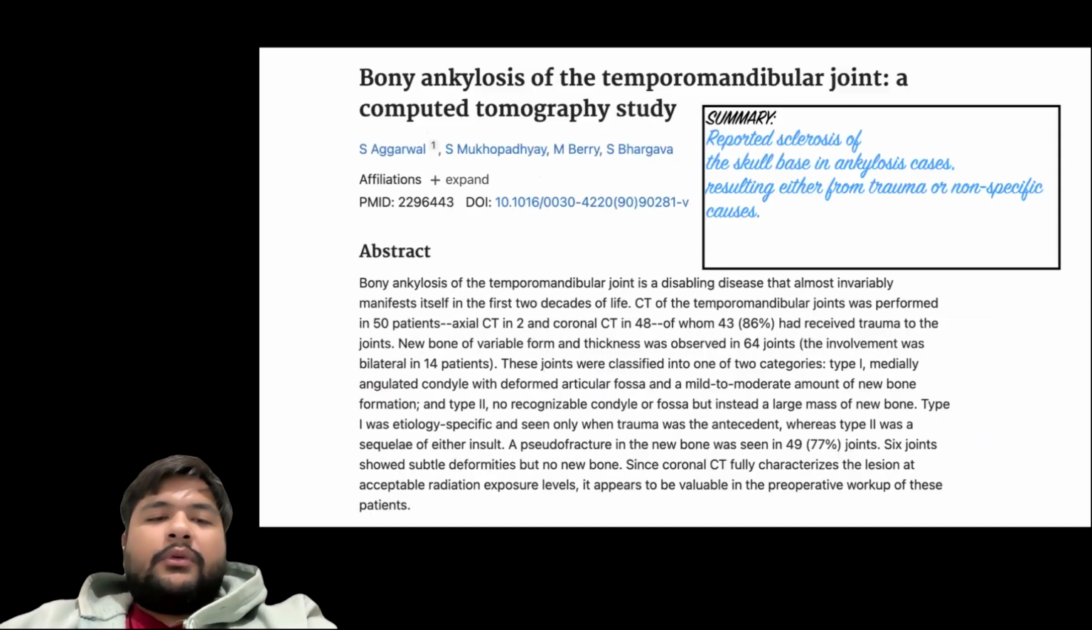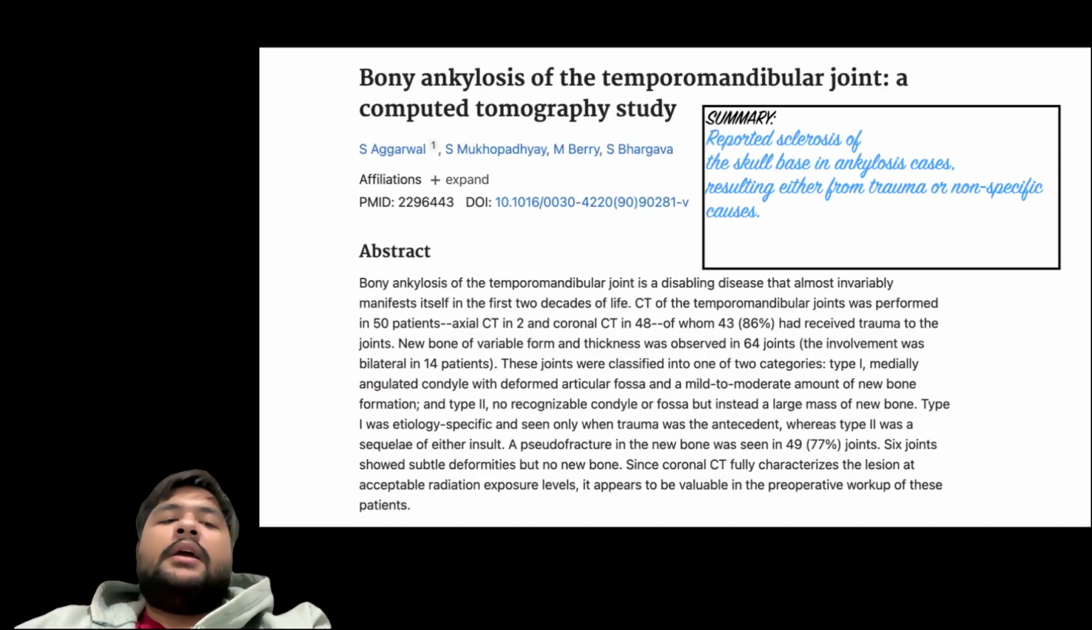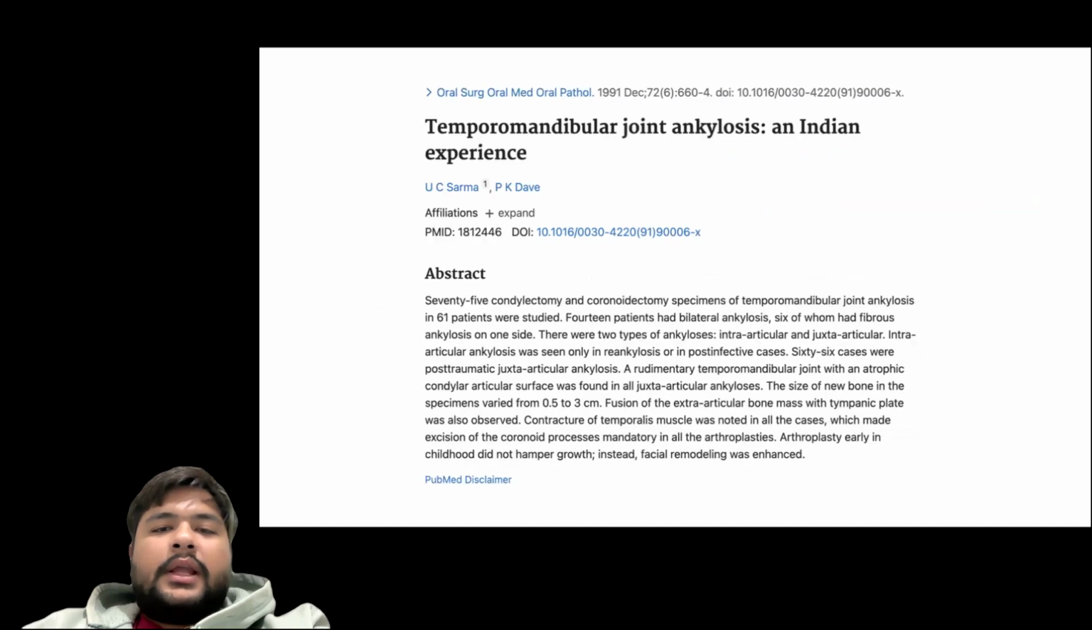Then coming to bony ankylosis of the temporomandibular joint, a computed tomographic study. The summary was that it reported sclerosis of the skull base in ankylosis cases resulting either from trauma or from non-specific causes. You can read this abstract below. Then there was an Indian study of TMJ ankylosis, which I have added at the last.